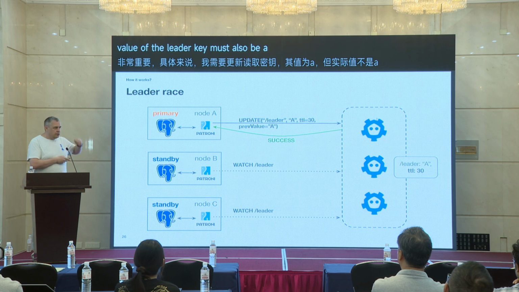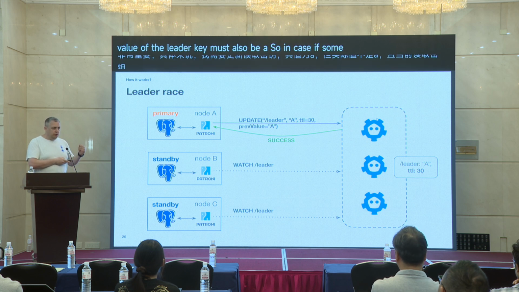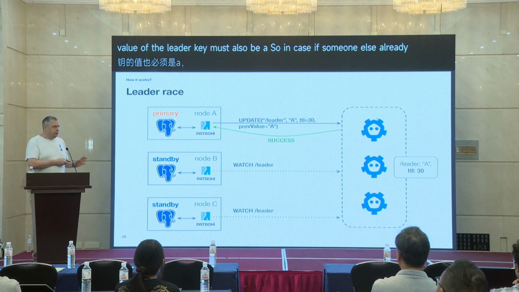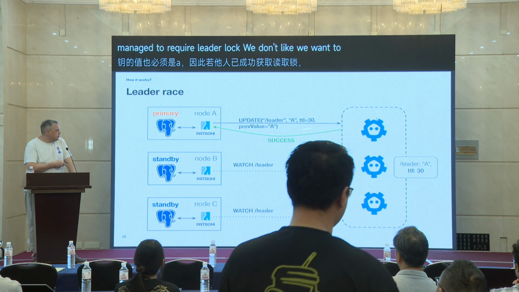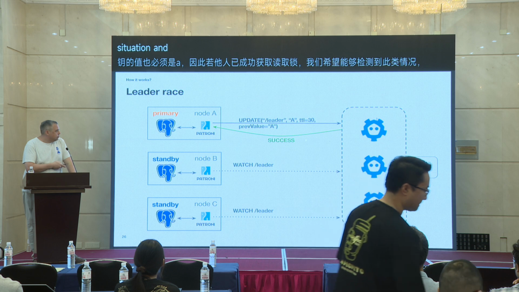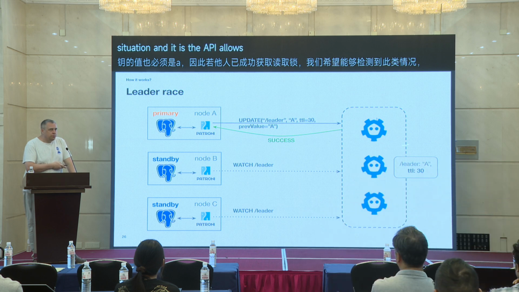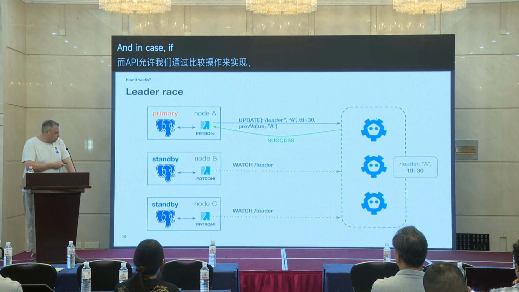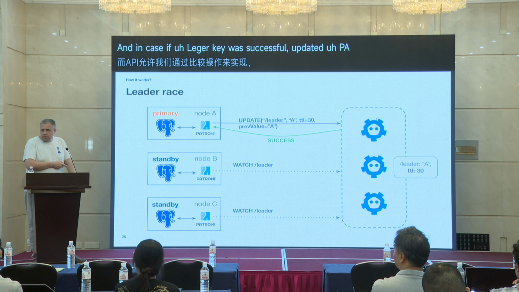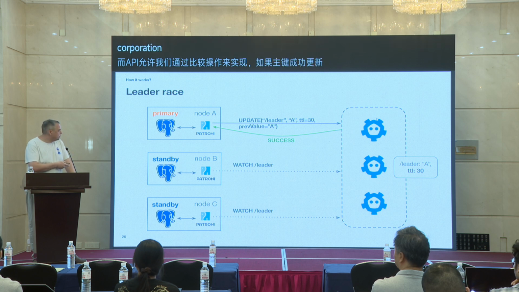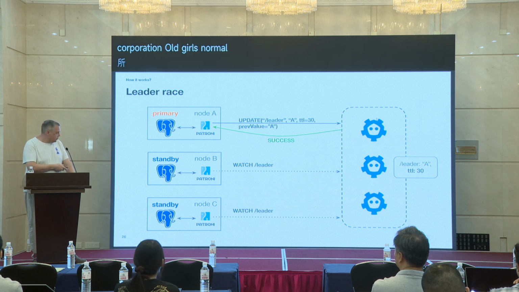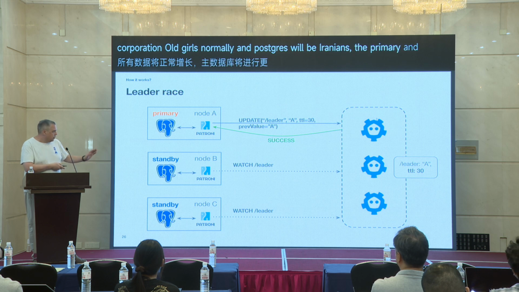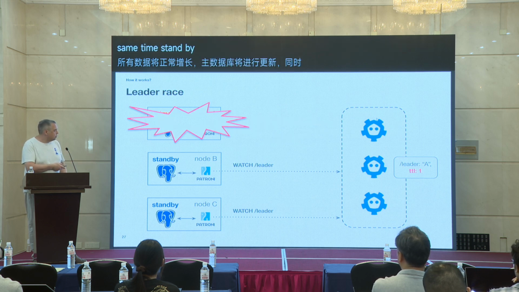So in case someone else already managed to acquire the leader lock, we want to be able to detect such a situation, and the etcd API allows us to do it using a compare and swap operation. And in case the leader key was successfully updated, Patroni will continue operating Postgres normally, and Postgres will be running as the primary. At the same time, standby nodes are just updating their members key and watching for the leader.